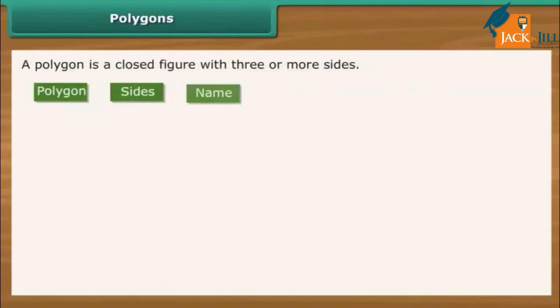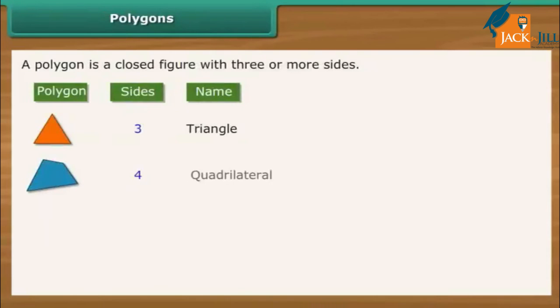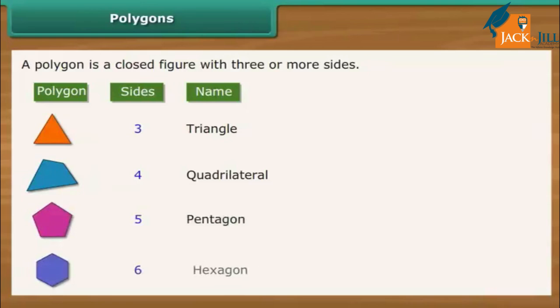Polygons. A polygon is a closed figure with three or more sides. Here are some polygons. Let us count their sides and name them.